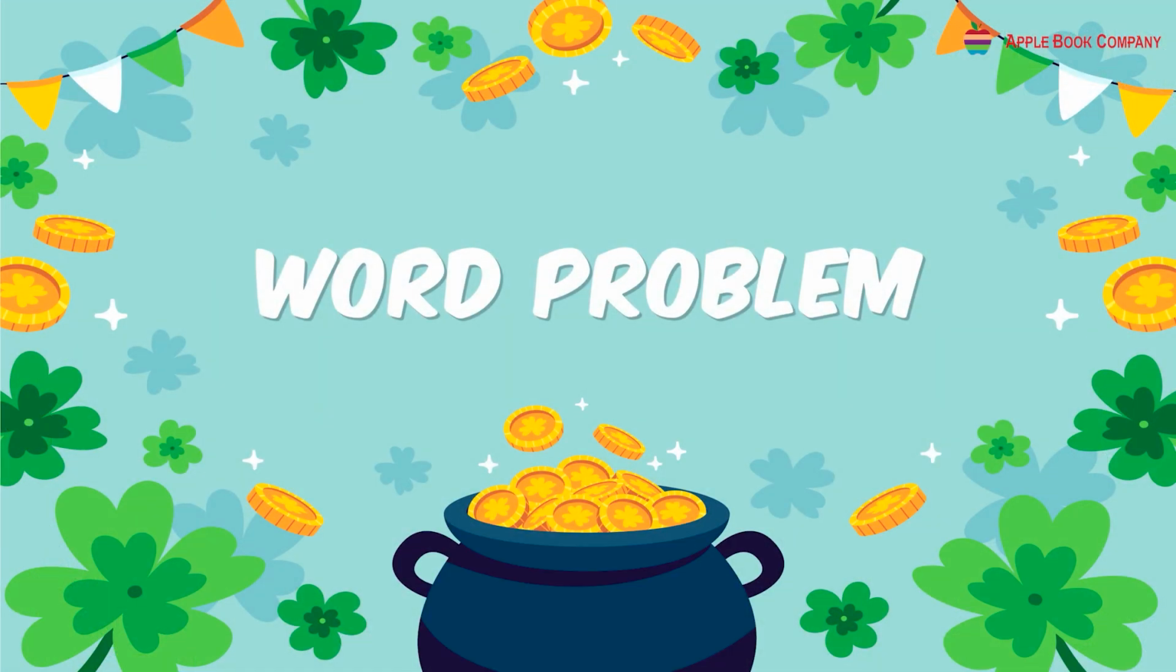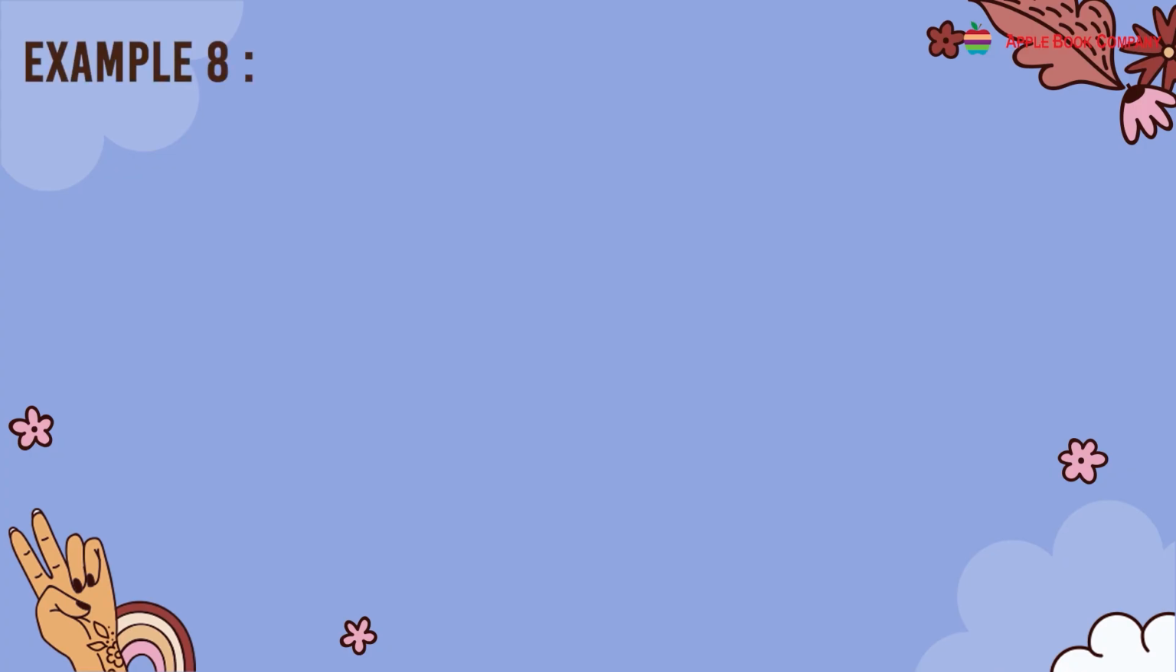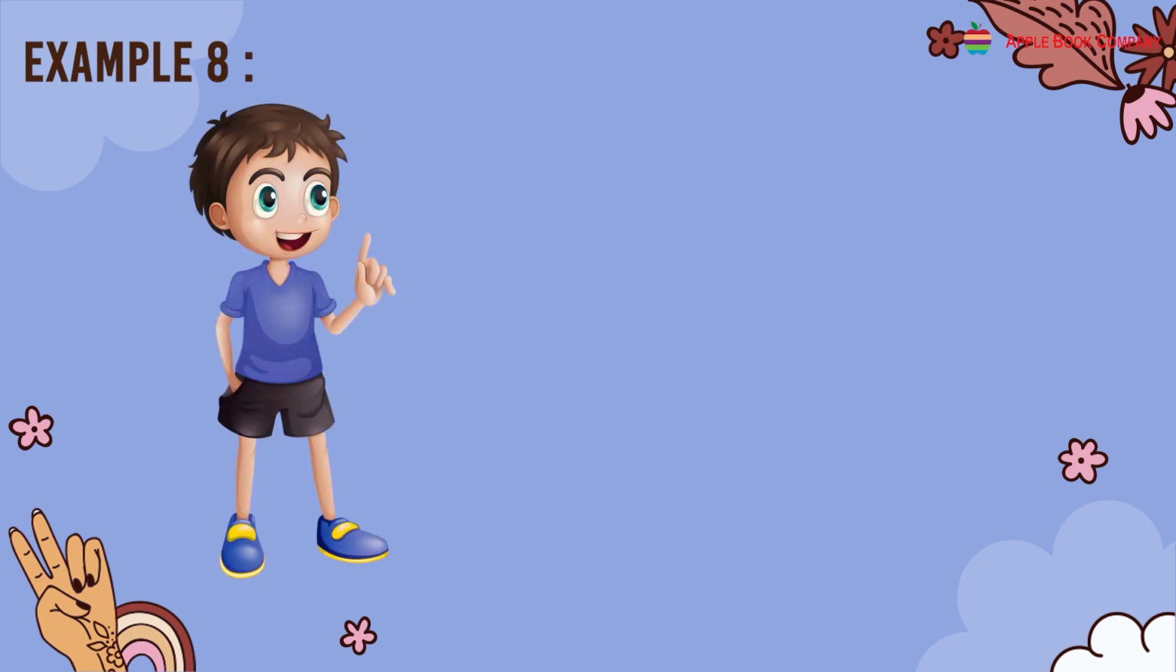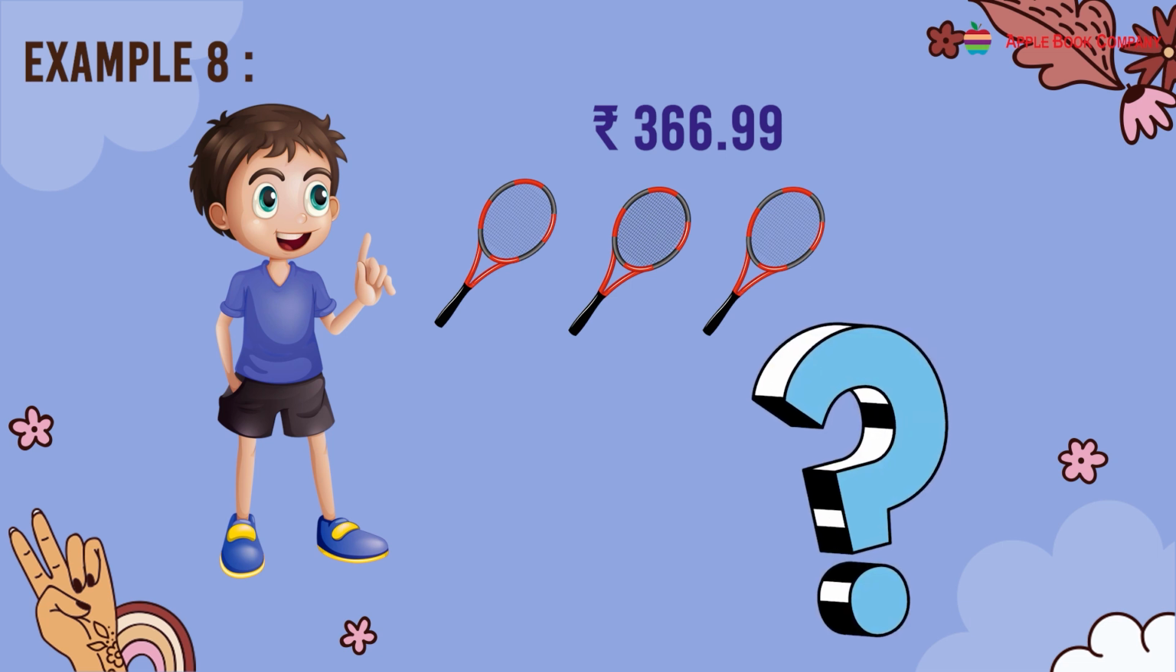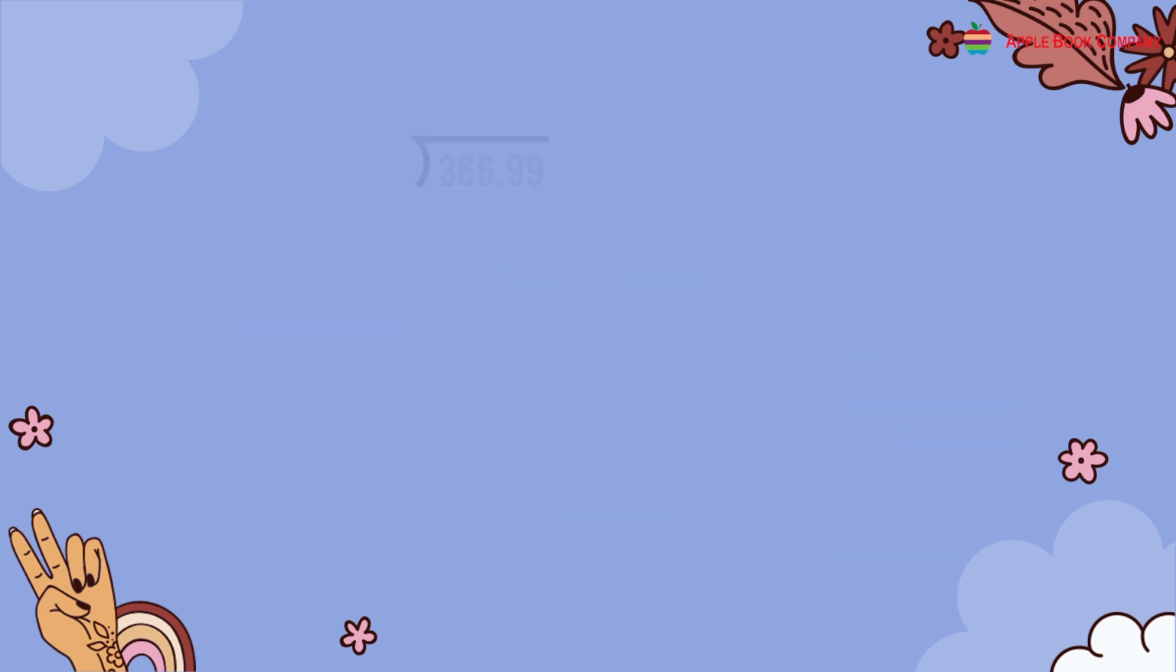Word problem. Example 8. Mr. Sharma bought 3 rackets for 366 rupees 99 paise. What was the price of one racket? 366.99 divided by 3. 3 ones are 3, so 3 minus 3 is equal to 0. Bring down 6. 3 twos are 6.